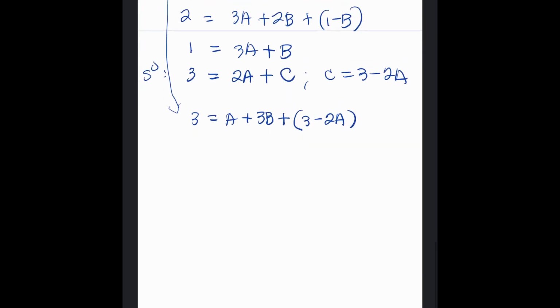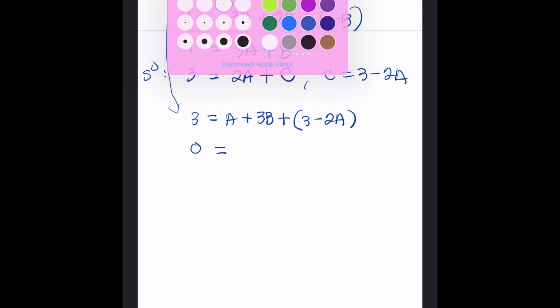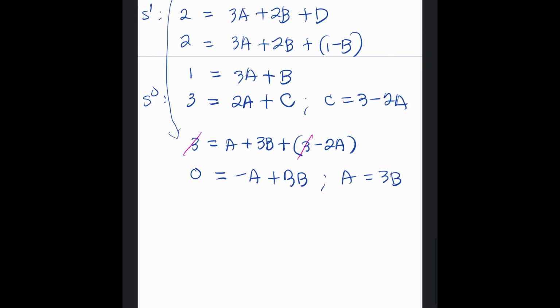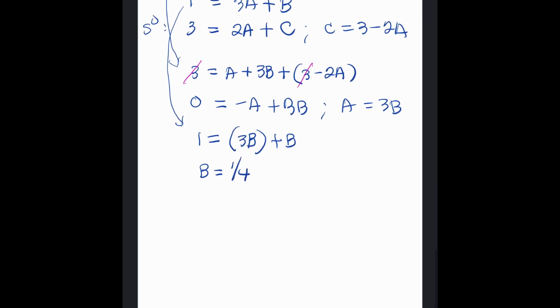So by simplifying, we have 0. Cancel the 3. Cancel, cancel. And then, we have negative a plus 3b. Therefore, a is equal to 3b. And then, based on this equation, we can write 1 equals 3b plus b. So, b is equal to simply 1/4. And by this equation, we can simply conclude that a is 3/4.